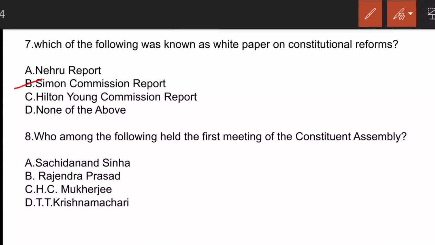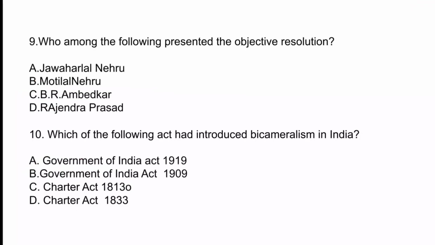Who among the following held the first meeting of the Constituent Assembly? The correct answer here is option A, that is Sachchidananda Sinha. Now, Sachchidananda Sinha was elected as he was the oldest member of the assembly, and this was a French practice of choosing the oldest member to be the chairman of the assembly. Moving on to the next slide.